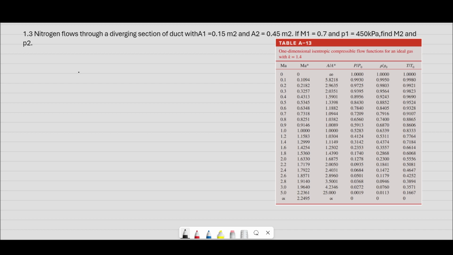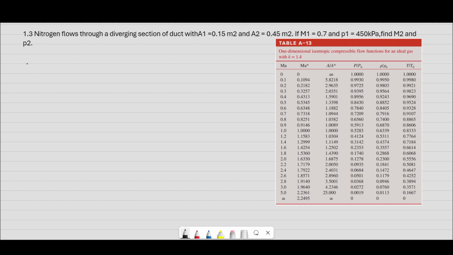Today we are going to solve another compressible flow problem. This problem is telling us that nitrogen flows through a diverging section of a duct with area 1, which is our inlet, equal to 0.15 square meter, and the outlet section, which is A2, equal to 0.45 square meter, and Mach number 1 is 0.7, and pressure at the inlet is 450 kilopascal, and it is asking us to find Mach number at the outlet and also the pressure.